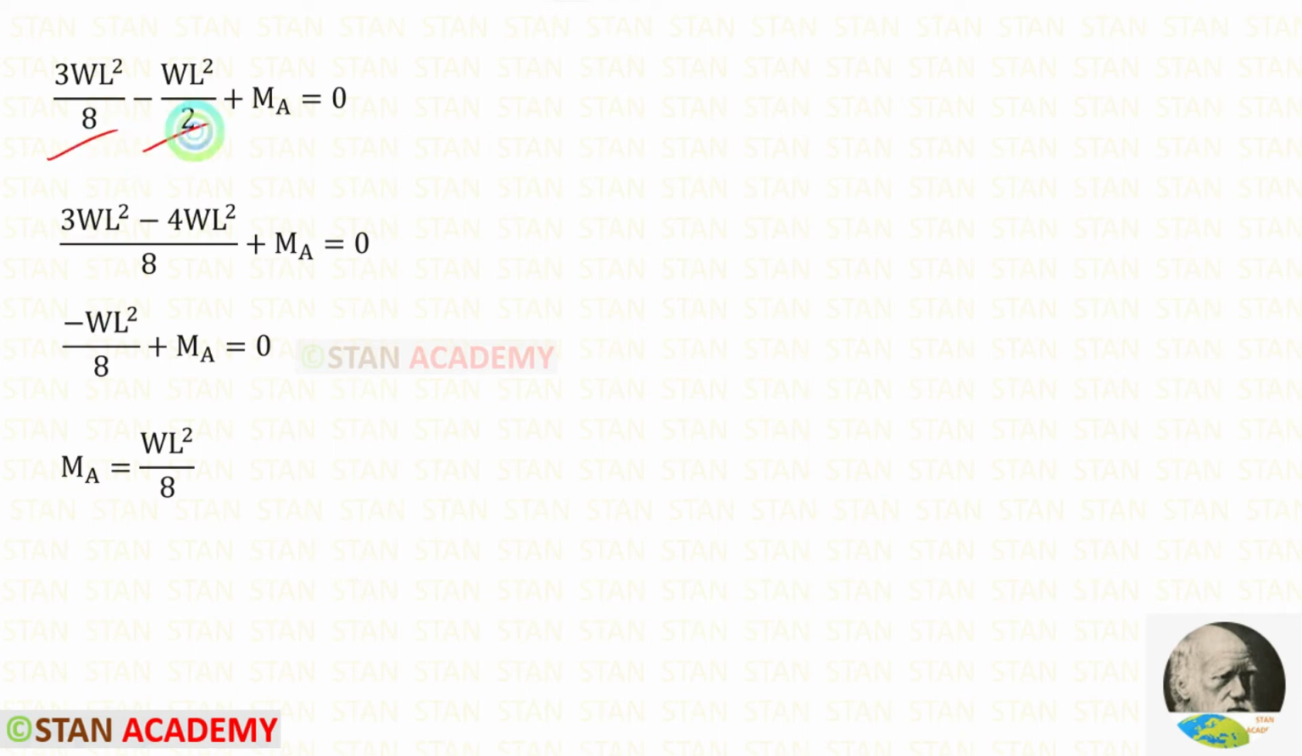For these two terms, we can take LCM. Let us keep 8 as LCM. For that, we have to multiply this term with 4 in the numerator and denominator. 3WL square minus 4WL square, we will get minus WL square. Then we can take this term on the other side, so it will come as positive. Finally, for MA, we have got WL square upon 8.